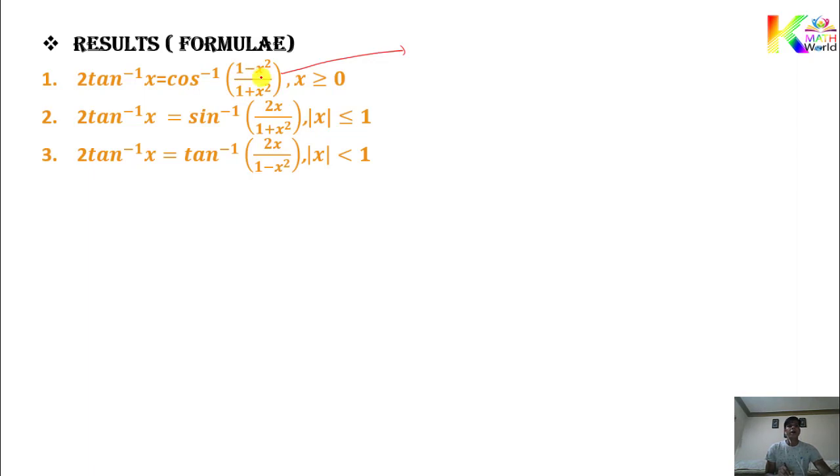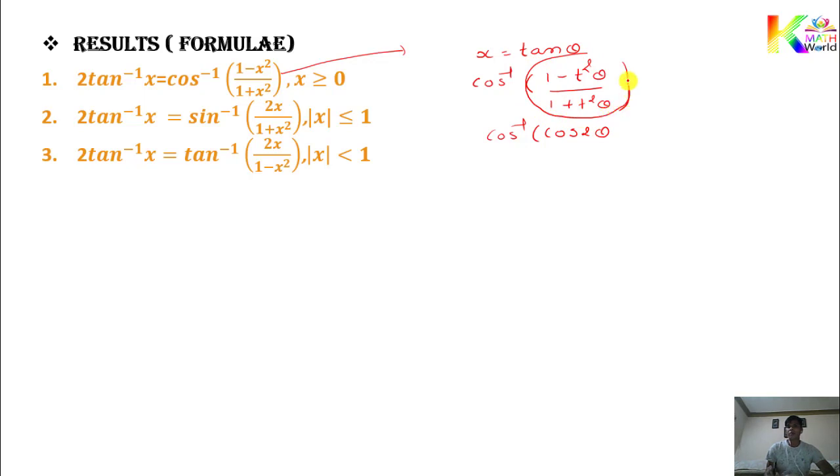What do you assume here for x, so that you can set the formula? Clearly, if you replace x by tan theta, then what do you get on the right hand side? Cos inverse of 1 minus tan square theta over 1 plus tan square theta. What is the formula for 1 minus tan square theta over 1 plus tan square theta? It is cos 2 theta.